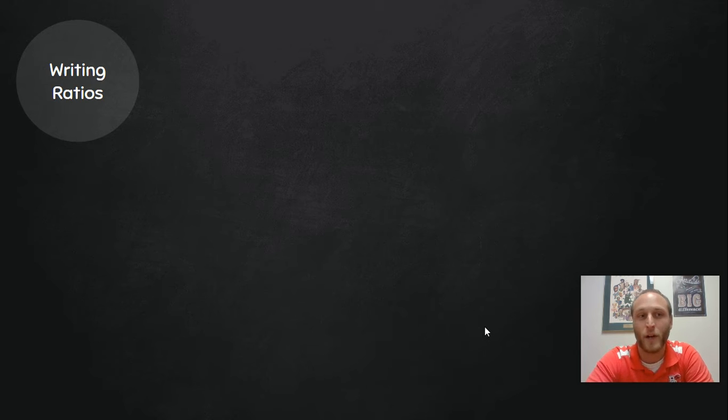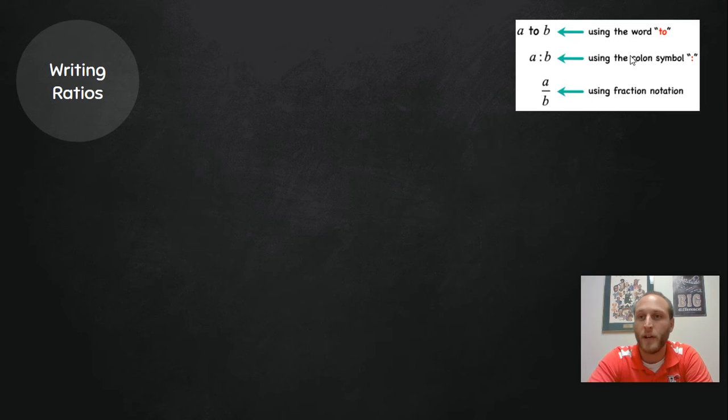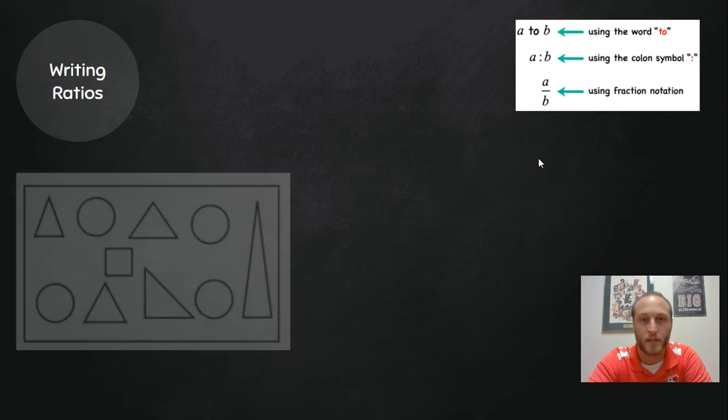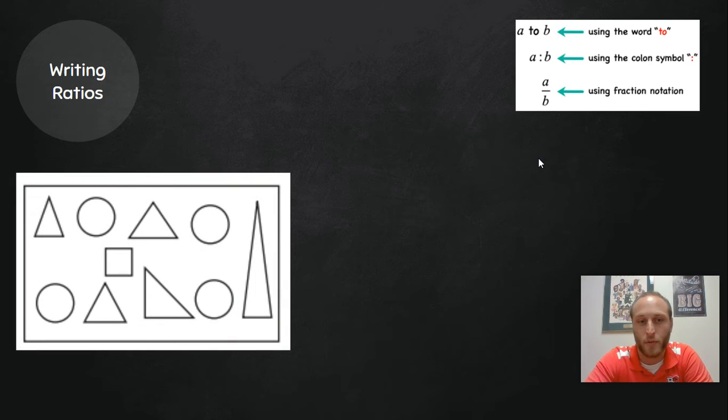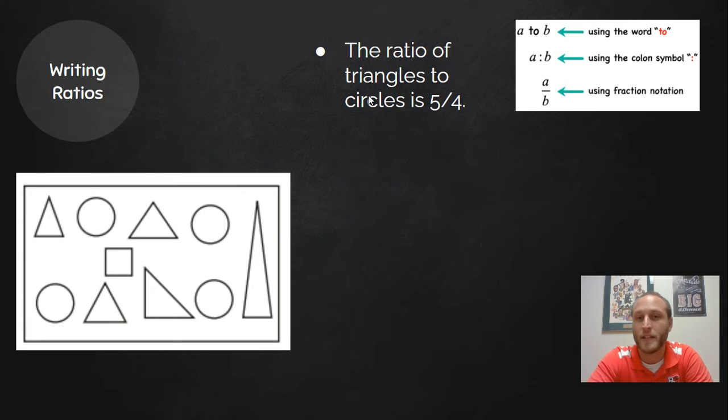Next, we want to practice writing ratios. So remember that there are 3 different ratio forms. I can write using the word "to," I can use a colon, or I could write it as a fraction. Most of the time we've been using them as fractions. So if I were to get a picture like this, where I have a bunch of different shapes, and I were to want to figure out some ratio statements, here's some of the things you could say. First, you could say the ratio of triangles to circles in this picture is 5 to 4, because there's 5 triangles and 4 circles.